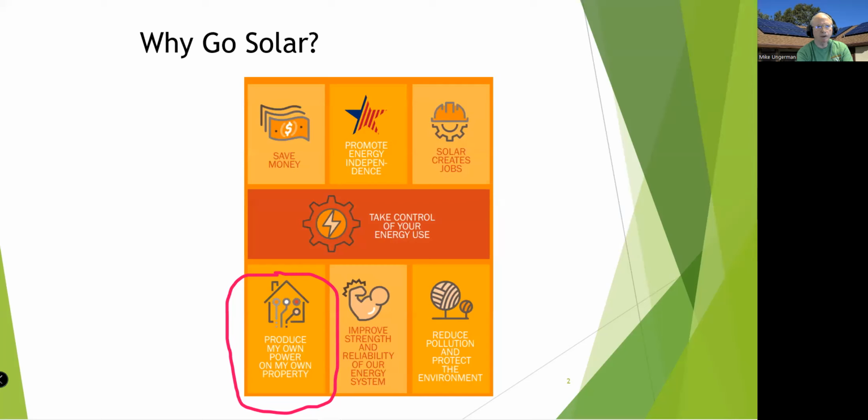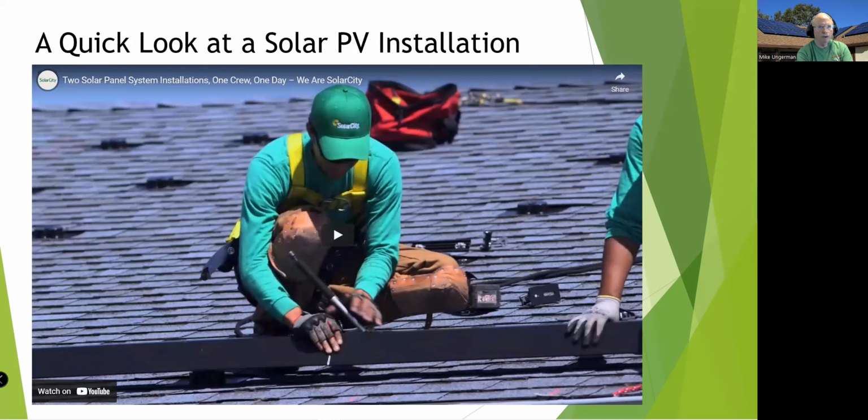This is a slide we've seen in previous presentations. The focus now is on the actual production of solar energy on your own property, which influences all of the other benefits of owning a solar PV system. It sometimes helps to see the big picture as we delve into the details of getting to our end goals. To that end, this short video is a good overview of what is involved in installing a complete solar PV system on an individual home.